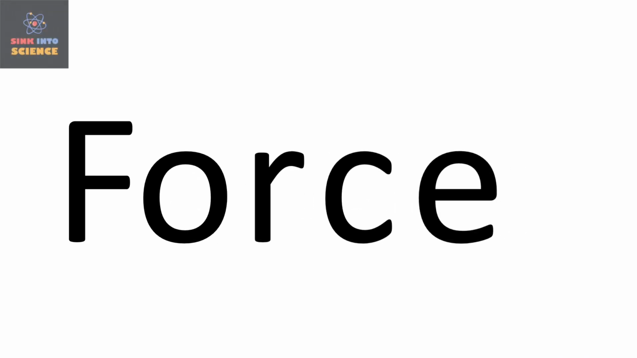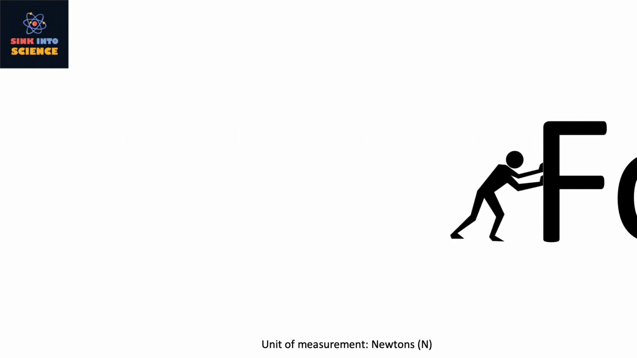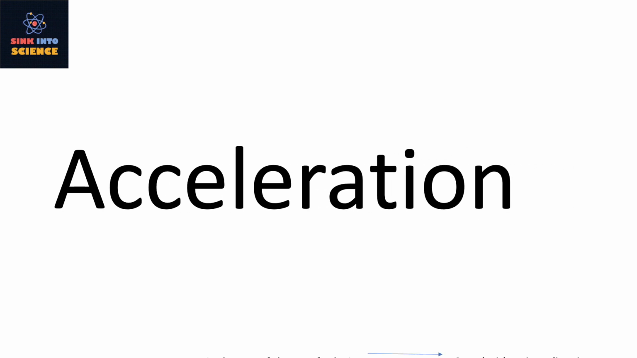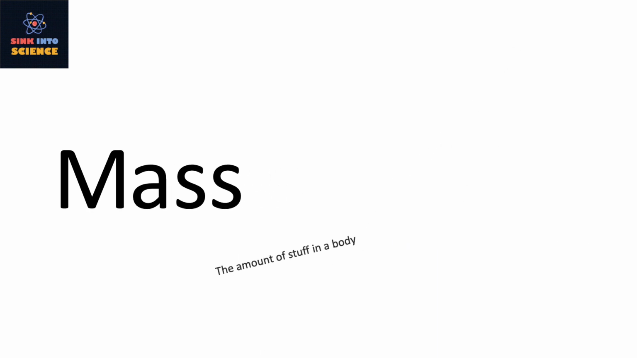F equals to force, which is basically a push or a pull. Its unit of measurement is newtons. A is for acceleration, which is the rate of change of velocity, and velocity means speed with a given direction. Its unit of measurement is meters per second squared. M is for mass, the amount of stuff in a body. Its unit of measurement is kilograms.